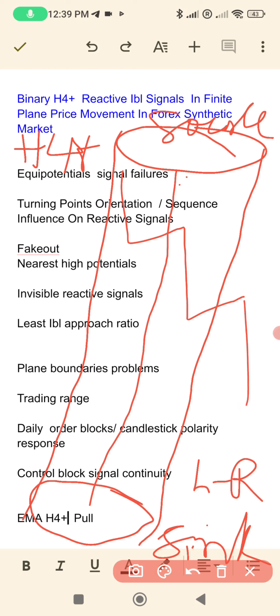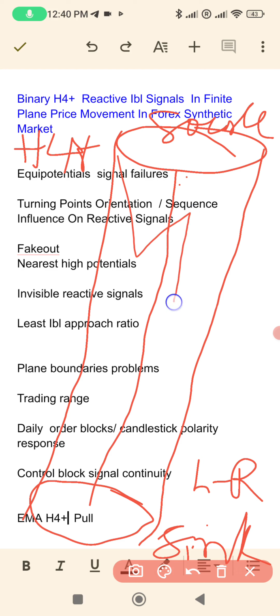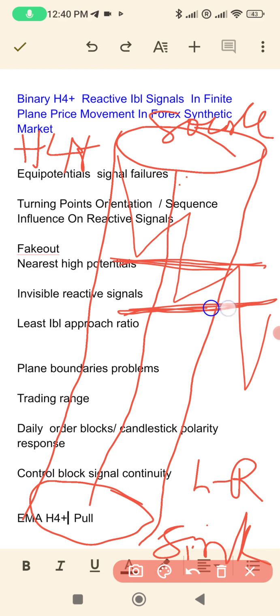Now my point of interest is this IBL. This is an IBL, and this is also another IBL. Let's make this more explanatory. We have downward and then upward, downward, upward, downward, and then upward. So this is IBL, this is IBL, input breakout level.